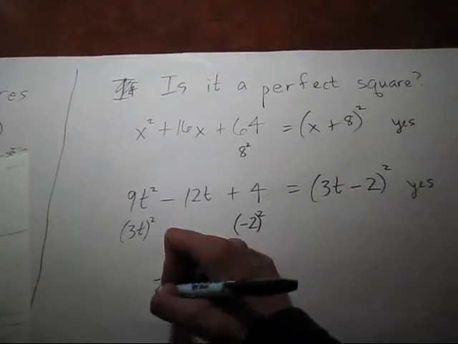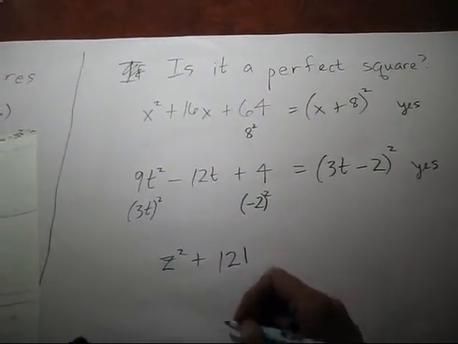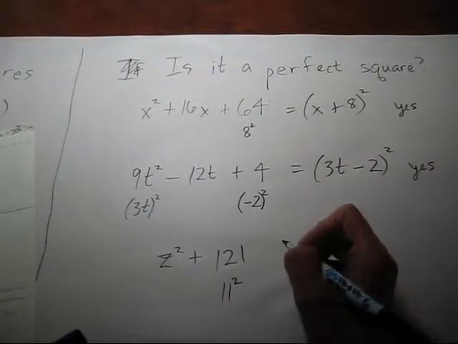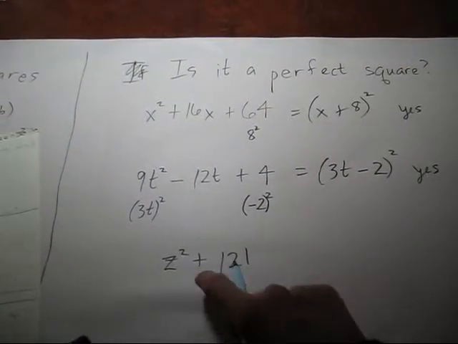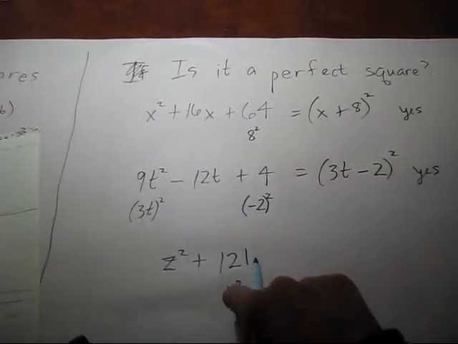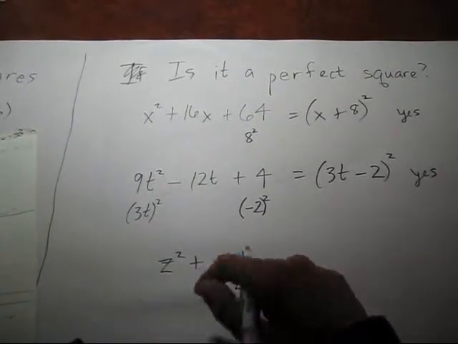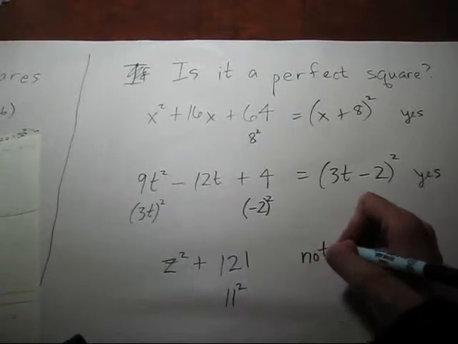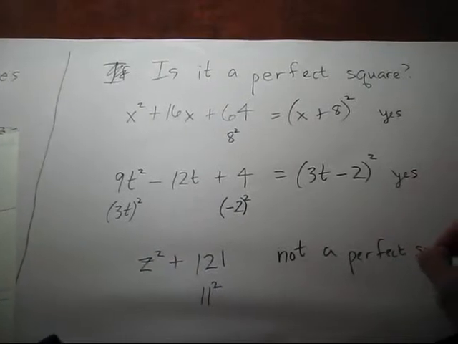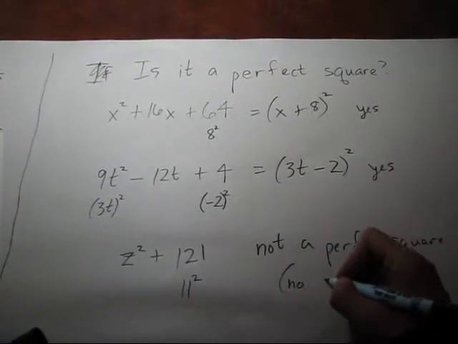So yes, this is a perfect square. And let's try one more. z squared plus 121. Now this is 11 squared. However, what are we missing? That middle term. We would need a z times 11 and doubled it. So we would need a 22z in here, or a negative 22z, to make this a perfect square. So there's no middle term.